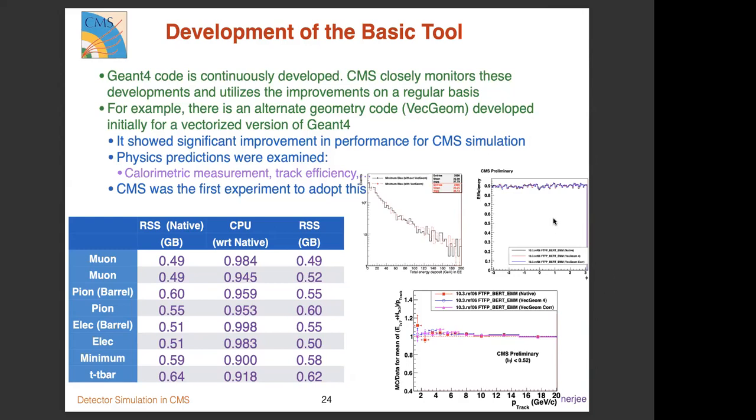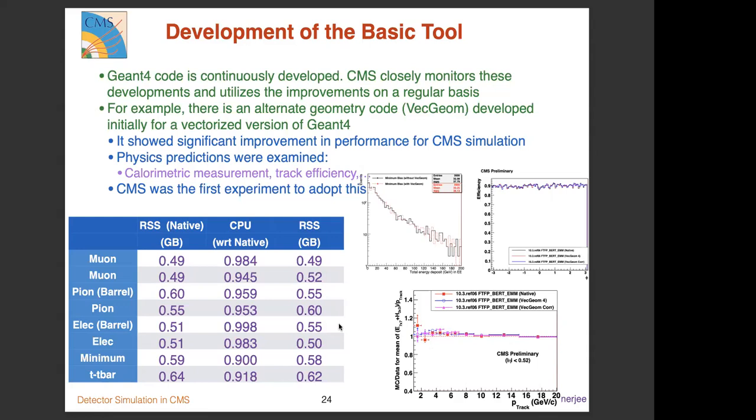This is the track efficiency between the code with and without VecGeom. This is the energy measurement in the ECAL endcap. And this is a comparison of the 2006 test beam data in the barrel part of the detector, compared with the version with and without VecGeom. So in all cases, we found that the physics is perfect. There's no hitch in the physics.